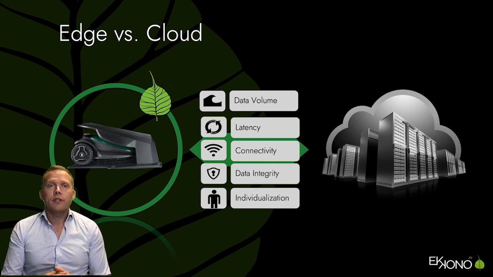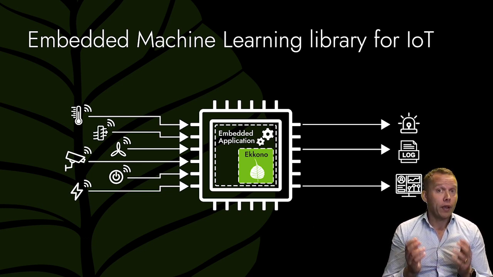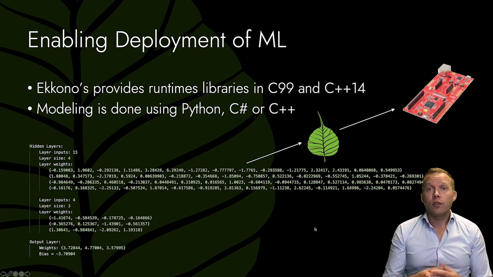So how does Econo fit into this picture? Well, as I mentioned before, Econo is a machine learning library that is designed to be used on edge devices and in their embedded applications. The runtimes that you use can be deployed on devices using C or C++, while the modeling and configuration of the models is done on a laptop or workstation using Python or C#. The core functionality of the library is really to make it easy to deploy machine learning on edge devices, and of course enabling incremental learning.